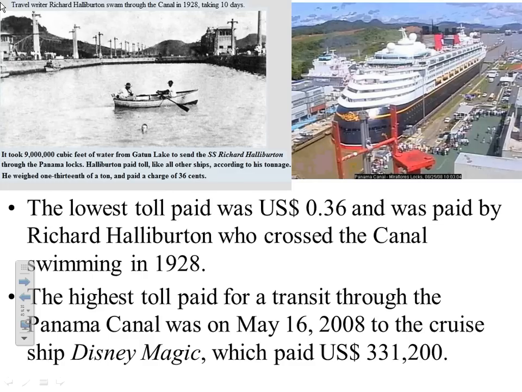Ships pay according to tonnage, all right, in terms of weight. And so some interesting facts here. The lowest toll paid was this gentleman right here swimming the Panama Canal. Richard Halliburton paid 36 cents in 1928 to be able to get through the Panama Canal. And in 2008, the largest toll was paid by this cruise ship, the Disney Magic, which paid $331,200 to be able to navigate through the Panama Canal.